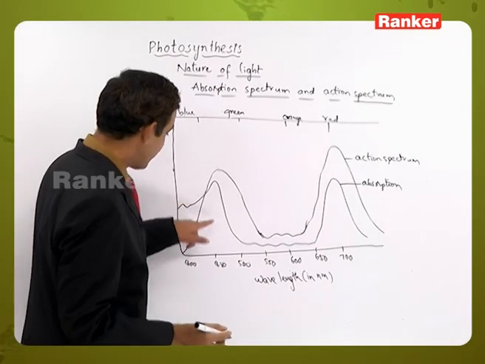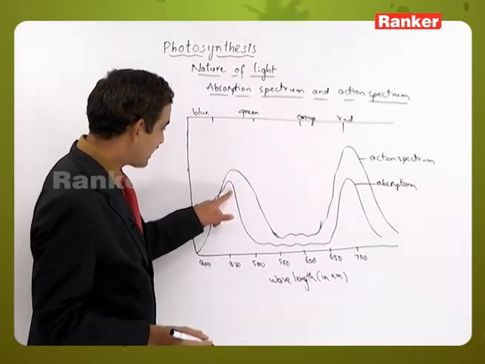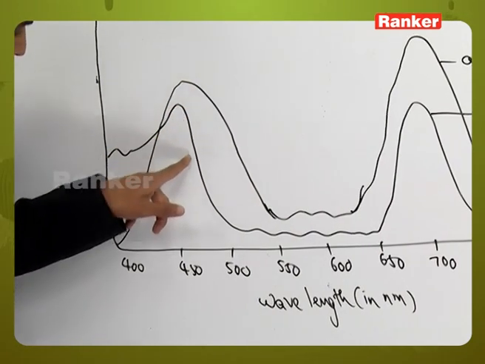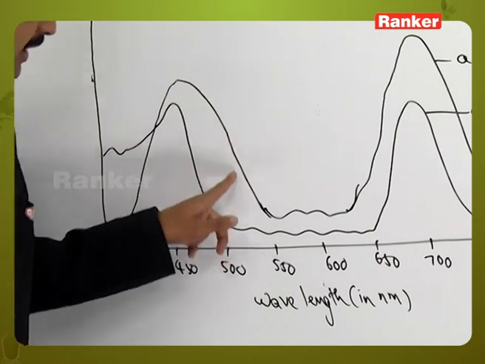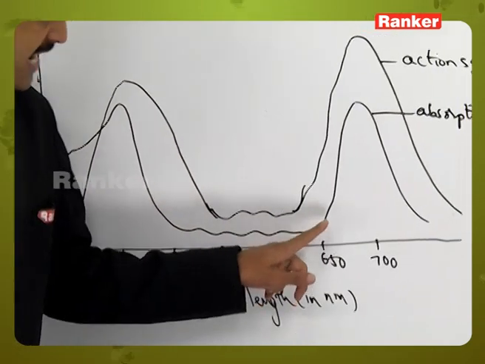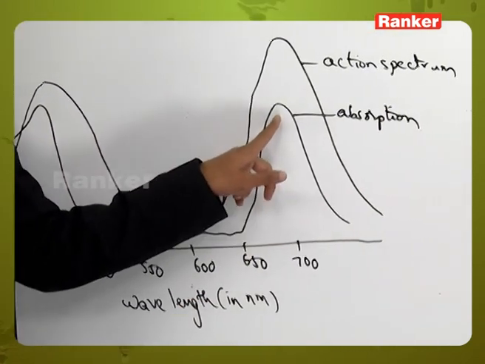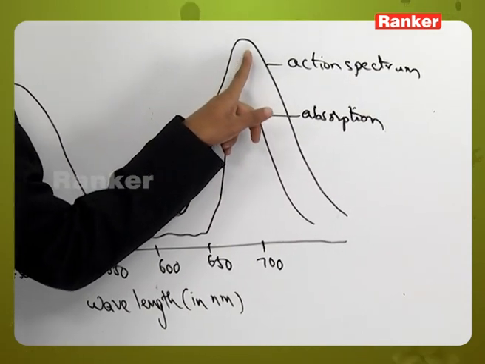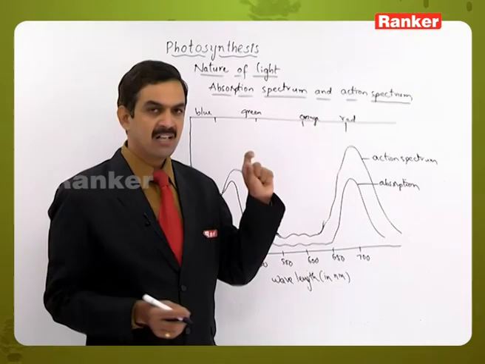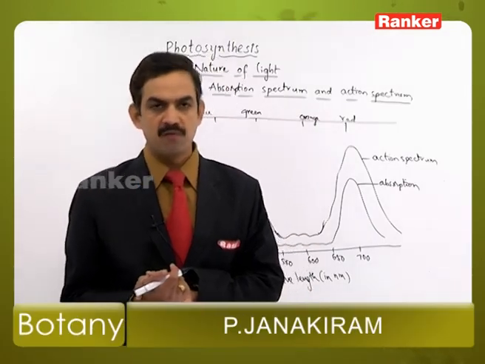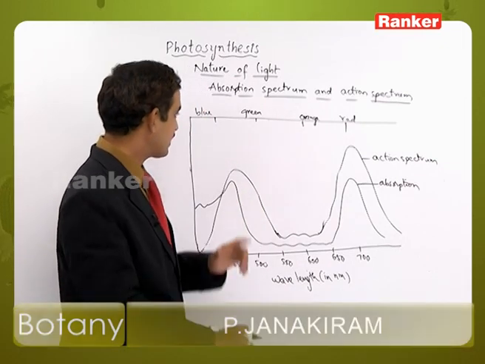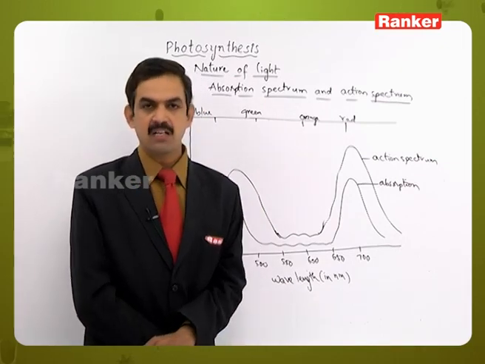So here we can see that where the maximum absorption is there, at that point the rate of photosynthesis is more, and where the absorption is coming down, the rate of photosynthesis is also decreasing, and once again at red light the absorption is more, and at the same point the action spectrum, that is the rate of photosynthesis, is also increasing. Likewise, there is a relationship between the absorption of light and the rate of photosynthesis. So this shows the relation in this graphical representation.